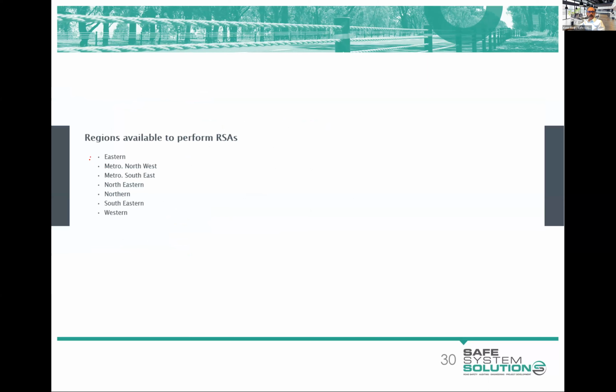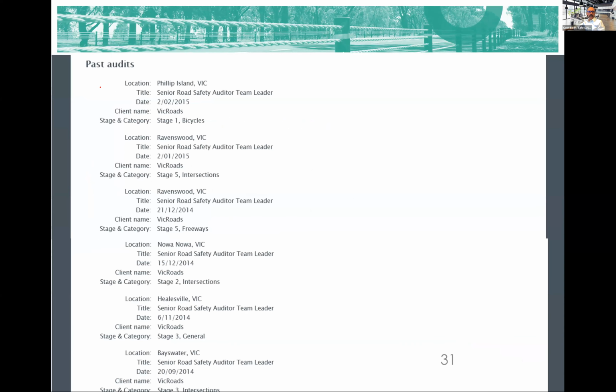Regions available to work, well, they're just Victorian regions. And then this is all you see in uploaded past audits. You see information about where the audit was, what your role was, the date it happened, who the client was, and what type of audit it was. So stage one, that's a feasibility bike audit.